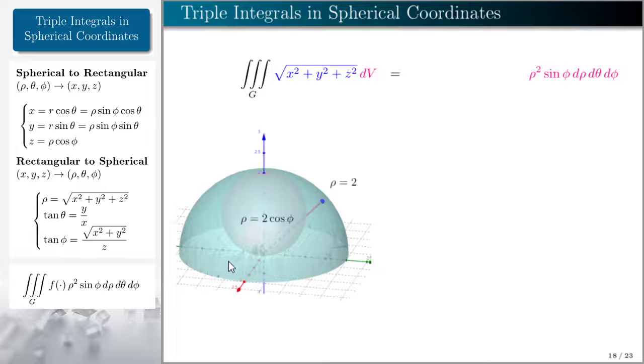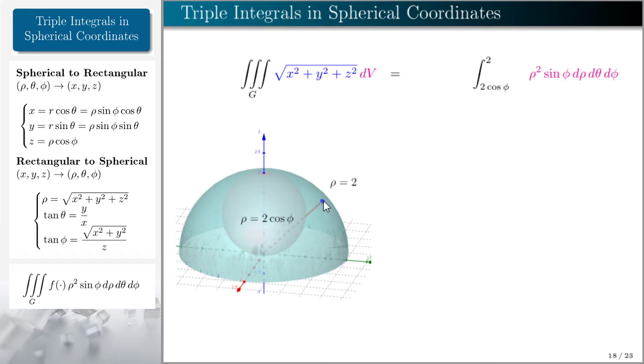Now for the rho, if I make a line from this point going outward, you will see that since this outside part is the one that we need to study, it will start at this surface, rho equal to 2 cosine phi, going to rho equal to 2. Remember, the reason why we need to isolate rho is because the isolation will become the limits. In this case, that's 2 cosine phi to 2.